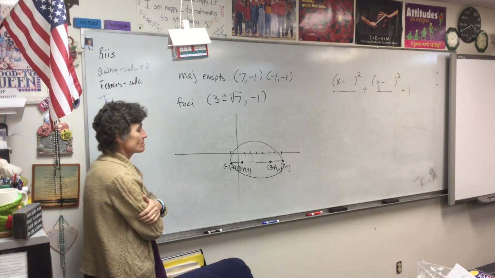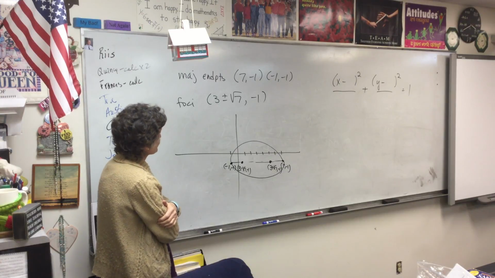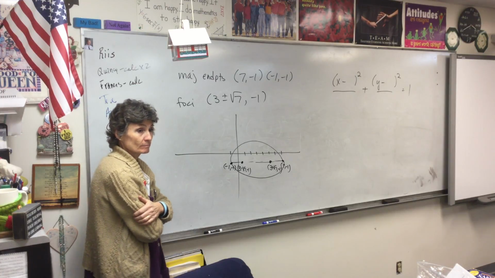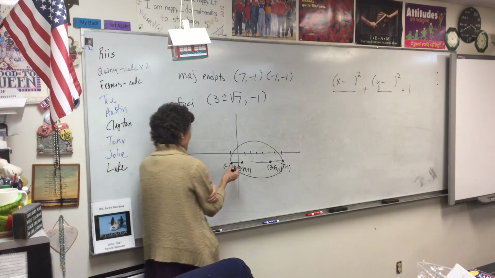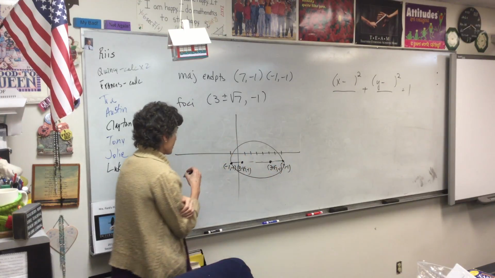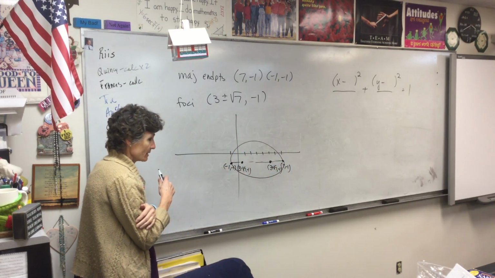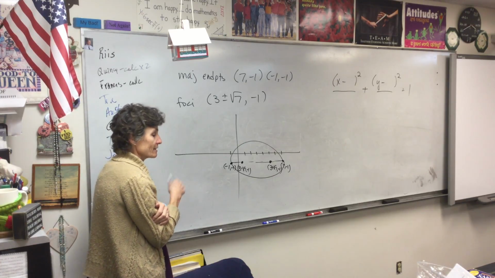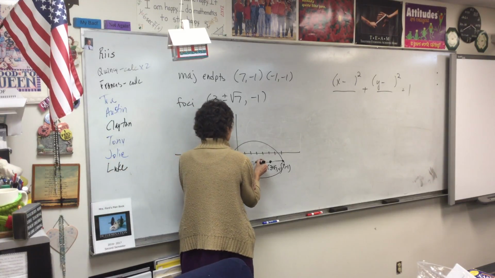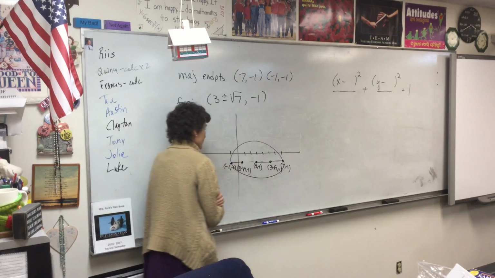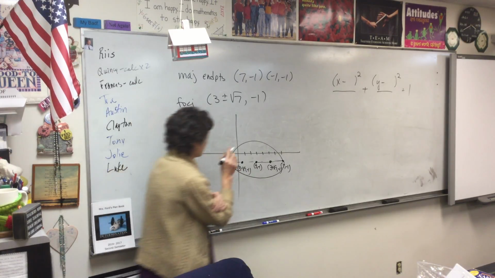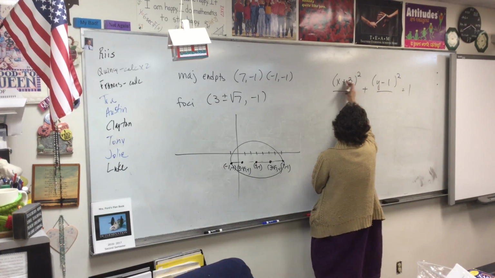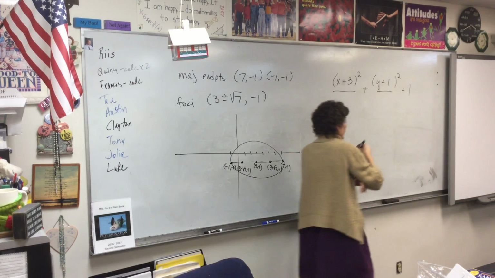All right, can we figure out the numbers? Do we have enough information? How can we figure this out? Can we find our center? Yeah, that's pretty easy. It's going to be right smack dab in the middle of these two, right? So what's the average of -1 and 7? -1 plus 7 is 6, divided by 2 is 3. So my center is at the point 3, -1. Which means x minus 3 and y plus 1.